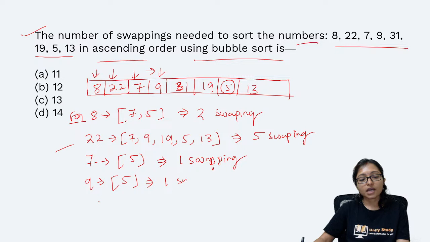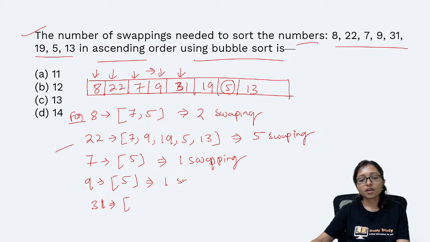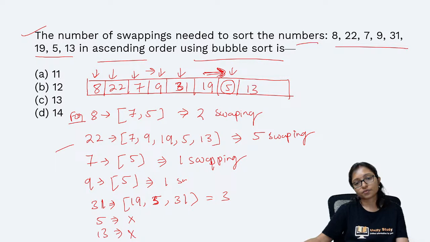Now for 31, how many elements are less than it? You can see here, 19, 5 and 13. On this side you need to check. So 19, 5 and 13, there are 3 swappings. For 5, is there any element less than it? No elements are there. For 13, is there any element? No.